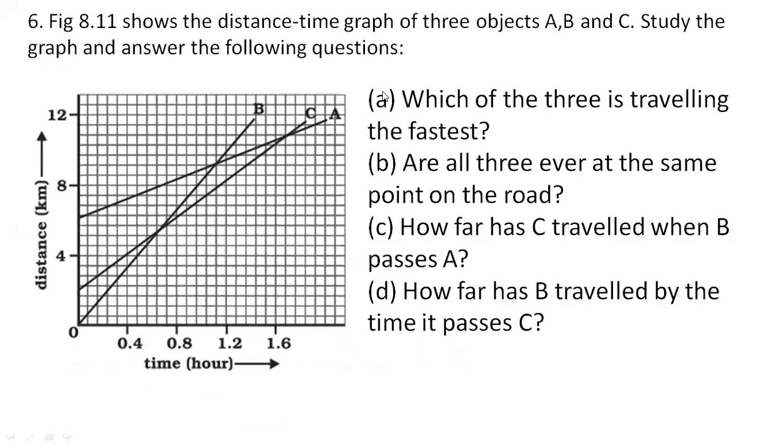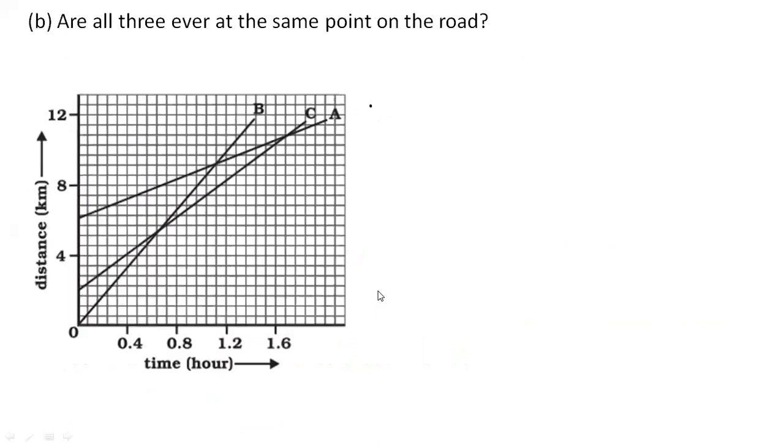We had 4 bits, A, B, C, and D, and we had completed A and B from those. So today we'll be talking about C and D. Let us start with C and D. Now in question C, let us try to understand first what they are asking and then we will solve. The question is, how far has C traveled when B passes A? So what they want us to know is the distance of C when B passes A.